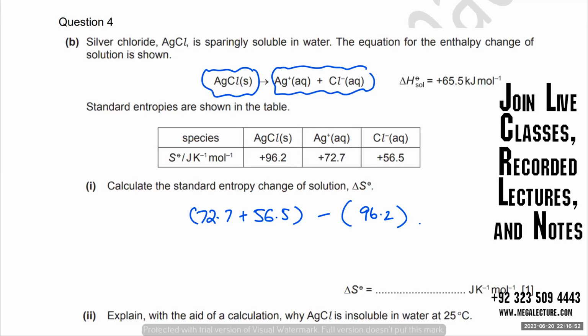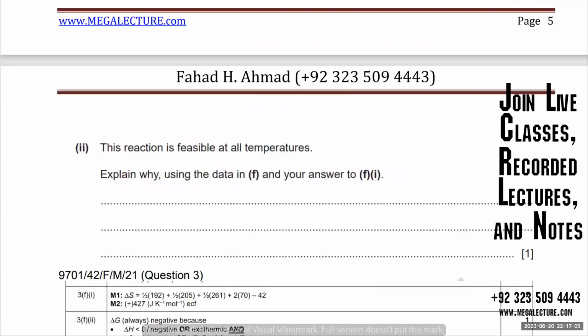The answer is 33. So this one is 33. So next one. Most of the questions are going to be like this for this part. Just a second.